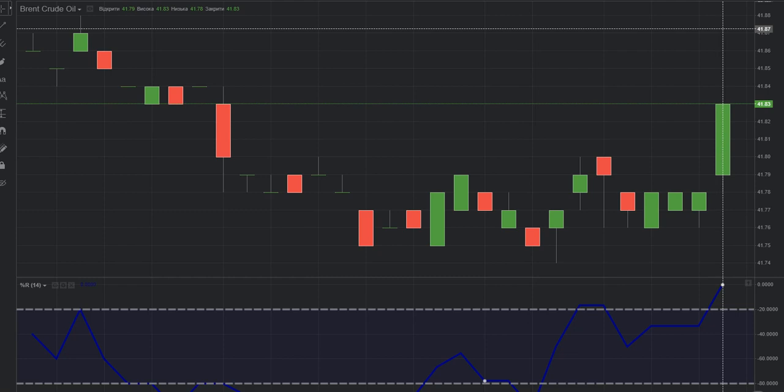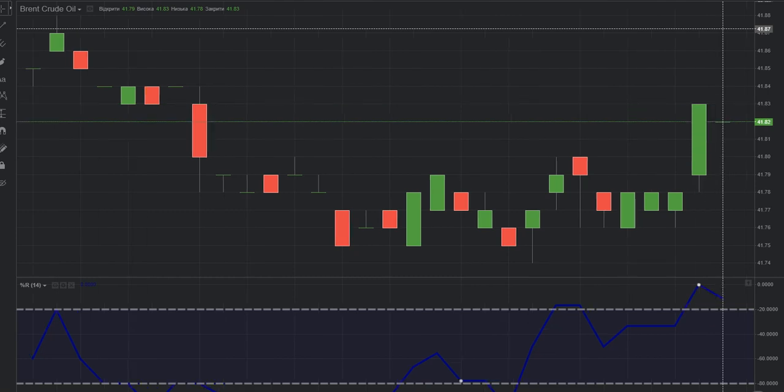The Relative Vigor Index is based on the principle that in a rising market we expect the closing price to be, on balance, higher than the opening price. Similarly, in a falling market we expect the closing price to be more often than not lower than the opening price. In other words, this indicator tries to measure whether the market is bullish or bearish.